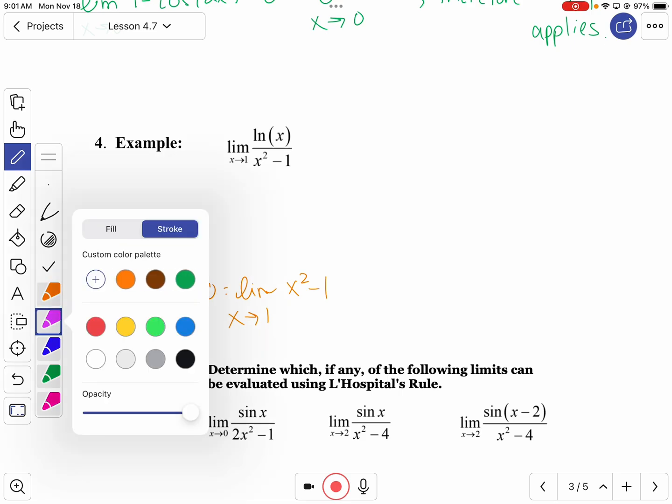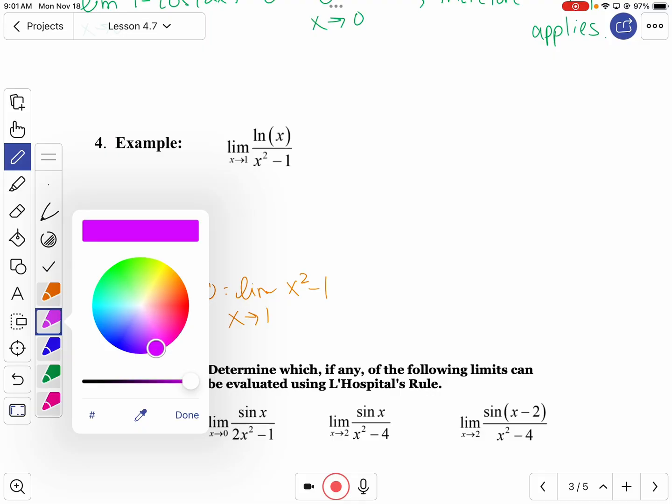All right, now, hold a minute. I want a different color.